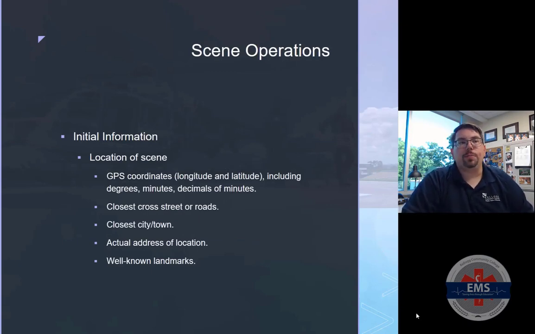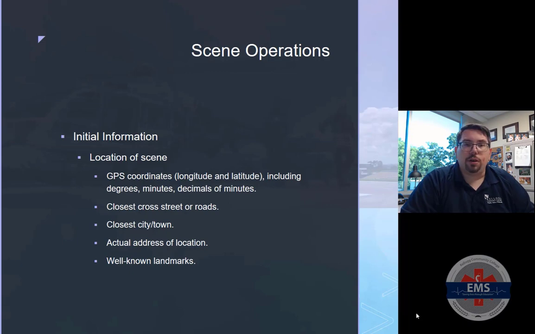So let's now switch gears a little bit and talk about how we operate on a scene. Based on our initial information, we're going to get dispatched, we're going to recognize what's going on, and we're going to recognize that we need the use of air medical transport. And again, there are guidelines for that. There's a number of links in this lesson that will allow you to see what the specific requirements are for launching air care as a reference.